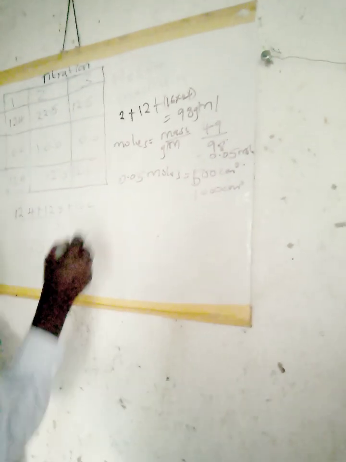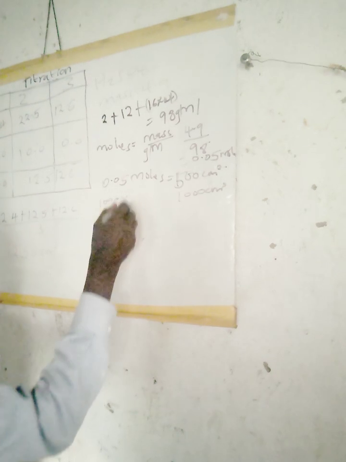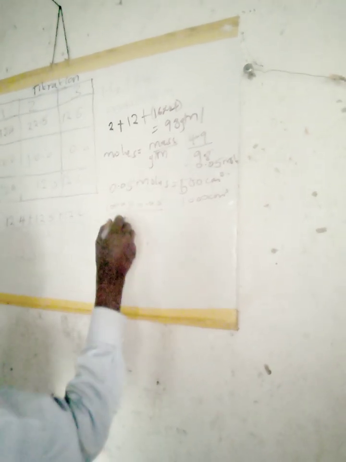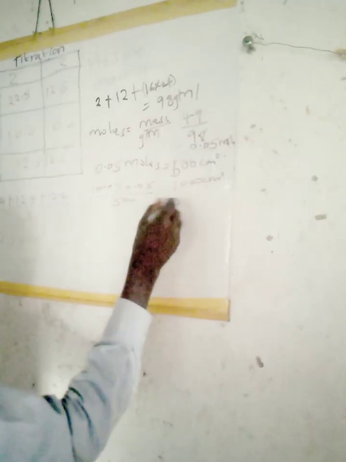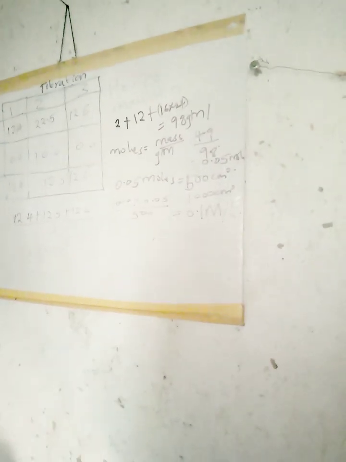So when you work this out, you take 1000 and multiply it by 0.05, then you divide this by 500. We are going to get 0.1 M, or we can say moles per liter. That is now the concentration. When you leave it at M, that is molarity, but you need to put moles per liter. That is now the concentration.